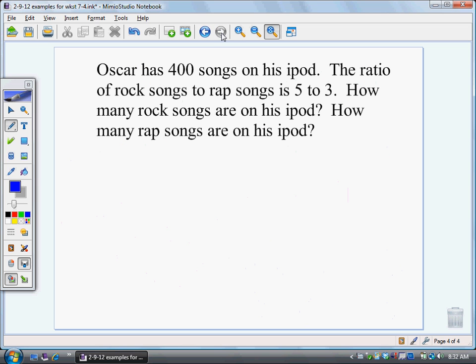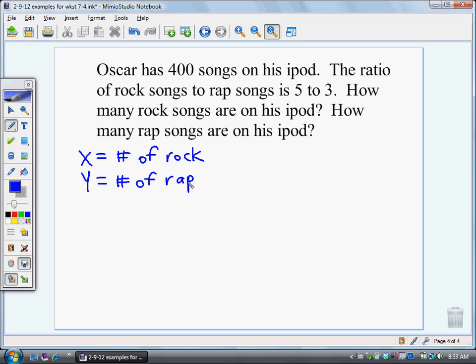Okay, the last question says Oscar has 400 songs on his iPod. The ratio of rock songs to rap songs is 5 to 3. How many rock songs are on his iPod? How many rap songs are on his iPod? In this one, you just want to represent your variables. x would be the number of rock songs. y would be the number of rap songs, and you can represent those any way that you want.